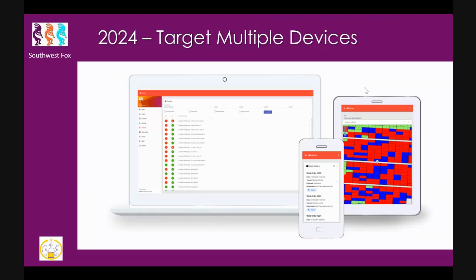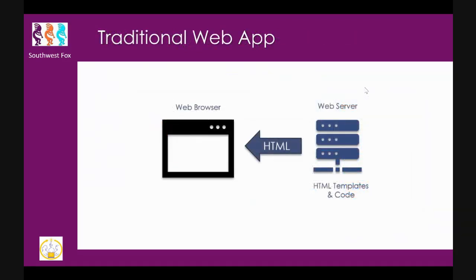So what exactly is that? Obviously, the defining feature of a single page application is that the entire app runs within a single page, but you can think of it in another way as well. This is a diagram of a traditional web app where the web server generates HTML using templates and code that are on the server. Then that HTML is returned to the browser to render into something visual for us to see.